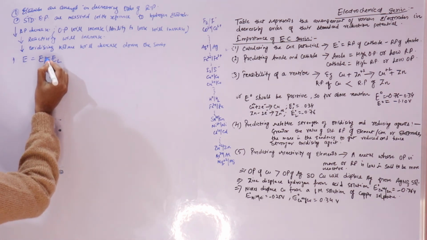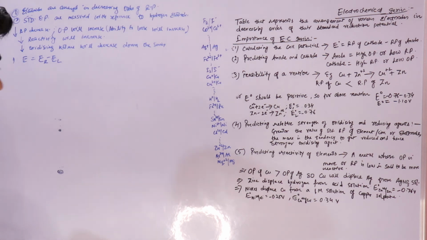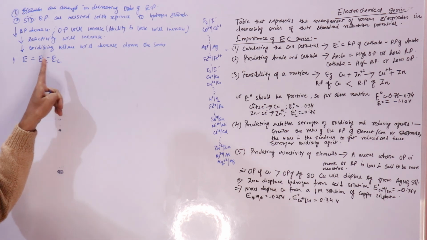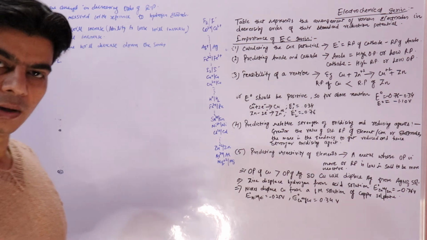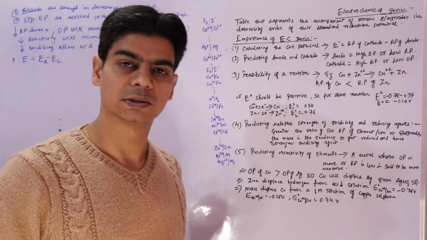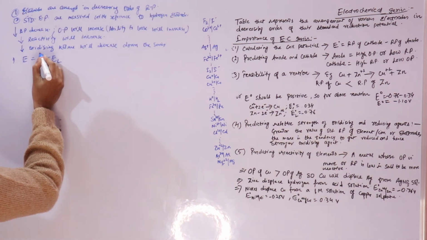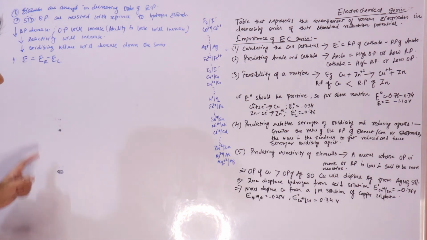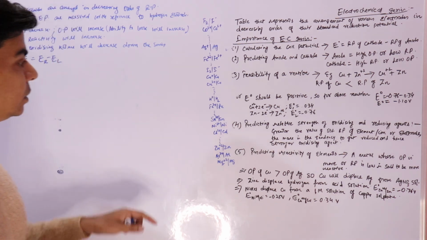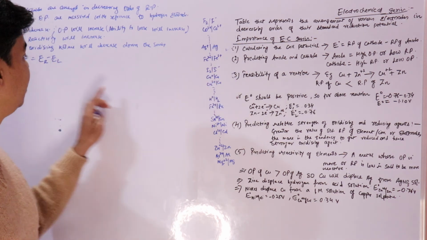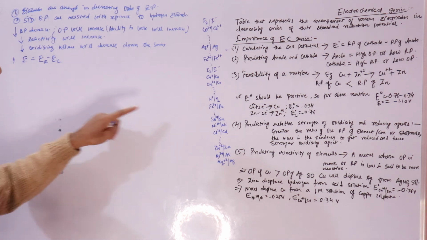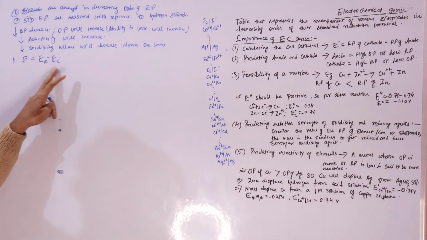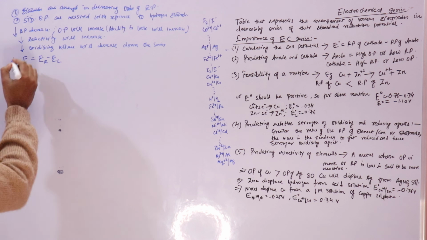So ER, my standard reduction potential, means the right-hand electrode, the cathode, where reduction occurs. EL means the left-hand electrode, where oxidation occurs, right? So both these values in the EMF, ER minus EL, are in terms of reduction potential. From the electrochemical series we have the values of ER and EL. From the table in the book, you can easily see the reduction potential of the electrodes and calculate the EMF of the cell.